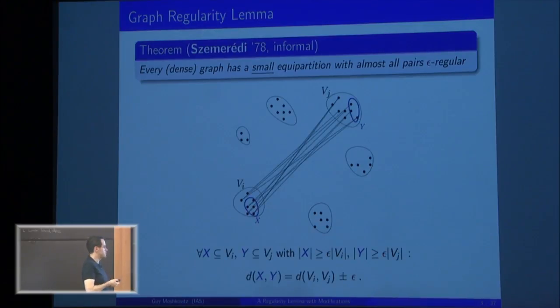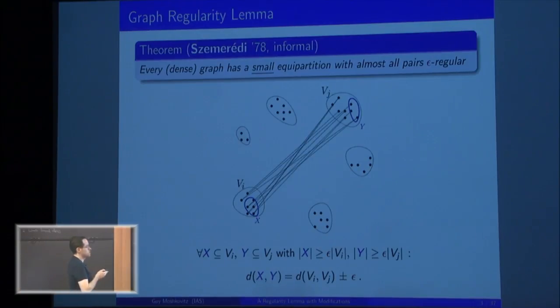Formally, this is the definition of an epsilon regular bipartite graph. For every subset X of Vi large enough, at least an epsilon fraction of it, and every subset Y of Vj large enough, the density between X and Y, the normalized number of edges between X and Y, so d(X,Y) is the number of edges between X and Y divided by the total possible number of edges, which is the size of X times the size of Y. So the density between X and Y is just like the density between Vi and Vj themselves, the two clusters themselves, up to some error epsilon.